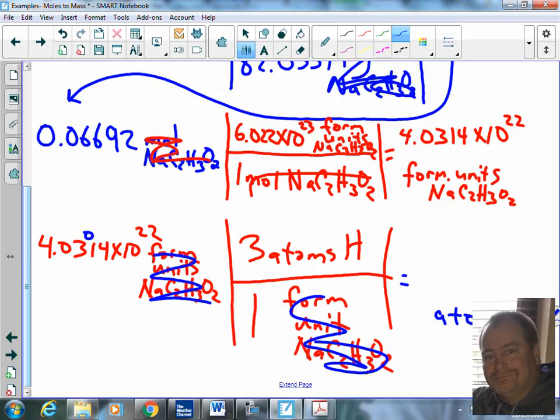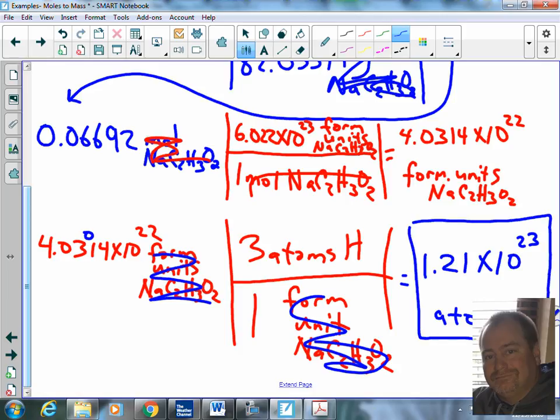I'm going to multiply that by 3. How many sig figs do I need? 3, from back at the original number given to me. So I come up with the answer of 1.21 times 10 to the 23rd. Box it. Mr. Braun knows where my answer is.